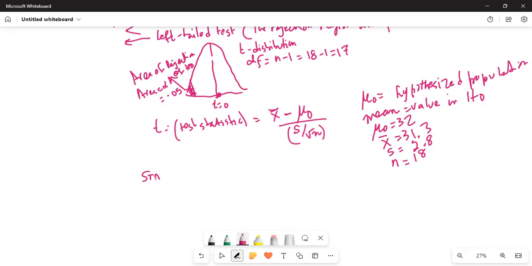Press the stat button, then highlight tests on the top row, and then scroll down to t-test. Okay, we are doing a t-test because we do not know the population standard deviation and the sample size is less than 30. Stat, tests, and we scroll down to t-test and hit enter. So the first input should be on stats.